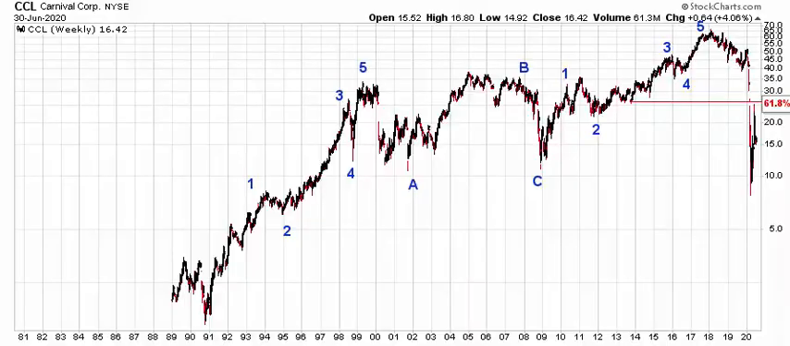We're going to look at CCL. This is Carnival. Obviously, it's had a very interesting year so far this year. If you go back to its inception back in 1989, it's only been bullish up until this year. You've had a really nice trendy 5-wave advance into the 1999 high. From there, a very clear and obvious counter trend 3-wave pullback into the 2008 low, I believe it was, and then a nice 5-wave advance into the 2018 high.